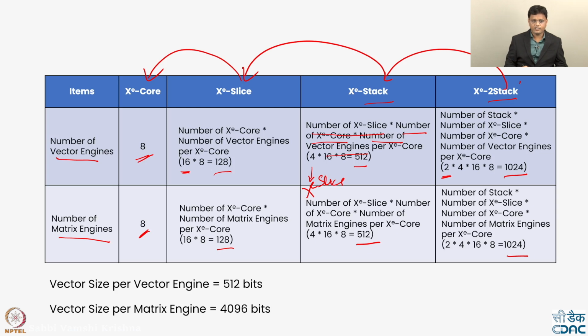The next important point is that the vector size per vector engine is 512 bits, but the vector size per matrix engine is around 4096 bits. So, you always have to consider this difference when you are dealing with the matrix engines.